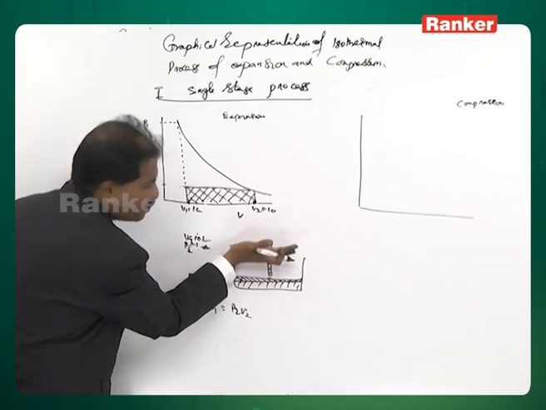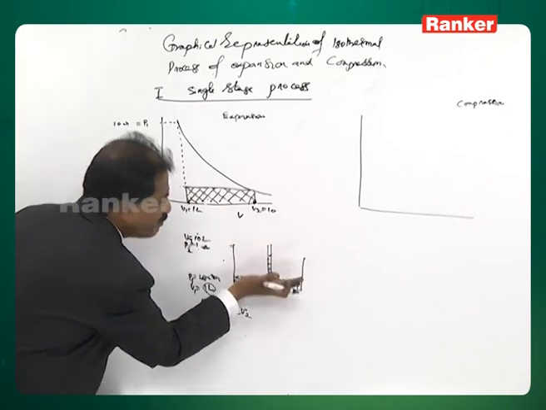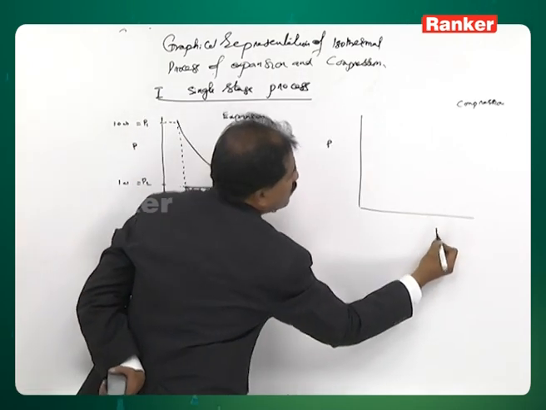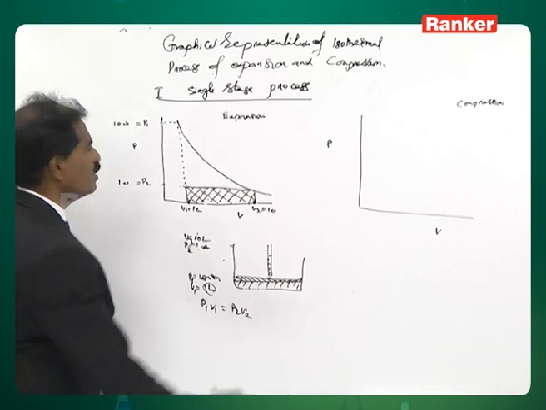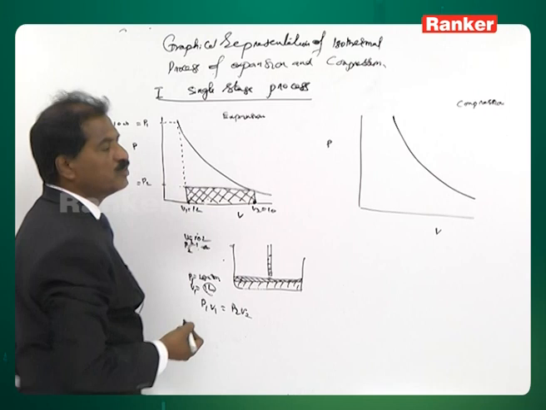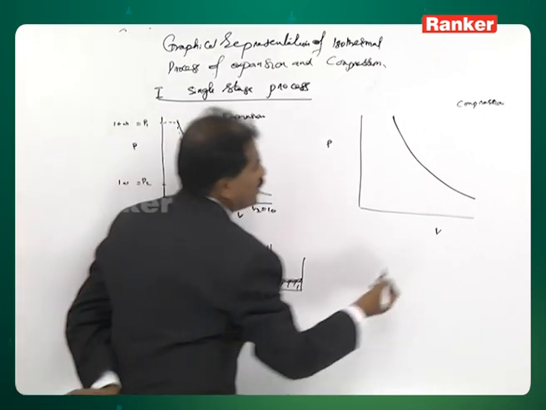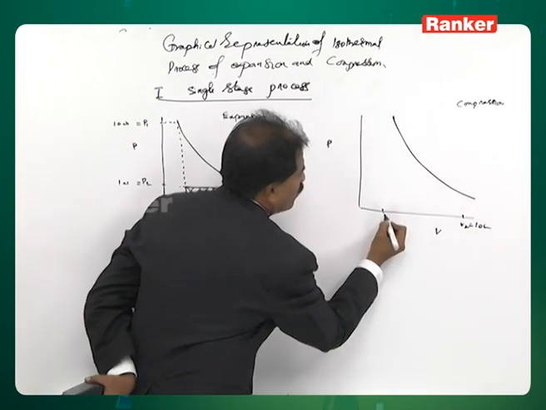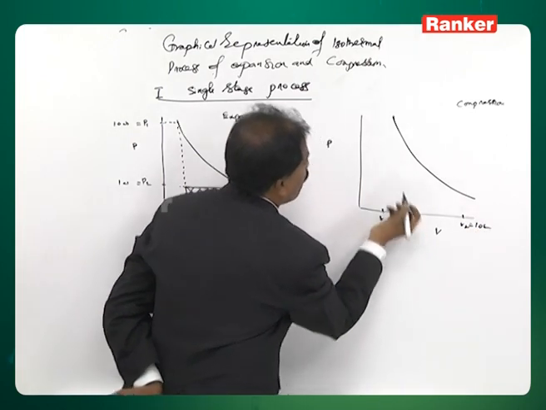After expansion to this position, again we want to bring the gas back to same position. That change we want to represent graphically like this. Now see, this is the standard pattern of distribution of pressure and volume. Now the gas is here, that means V2 is equal to 10 liters. Now V1 is equal to 1 liter.